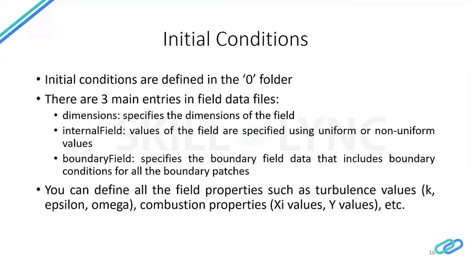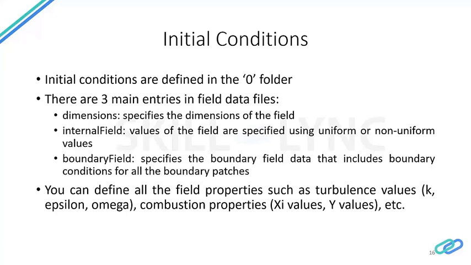For instance, for turbulence, we need to define k, omega, epsilon, and so on and so forth, and for combustion as well. The initial conditions are situated in the 0 folder, aptly named since most studies start at time t equals 0. In each of the initial condition files, there are 3 main entries: dimensions, internal field, and boundary field. Dimension specifies the dimension of the property. Internal field specifies the values of the field, and these can be uniform or non-uniform.